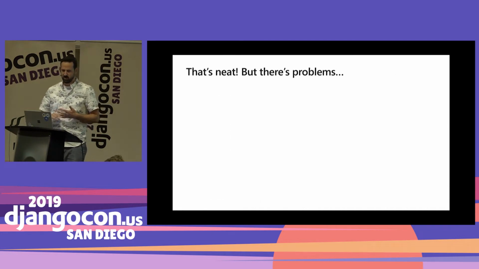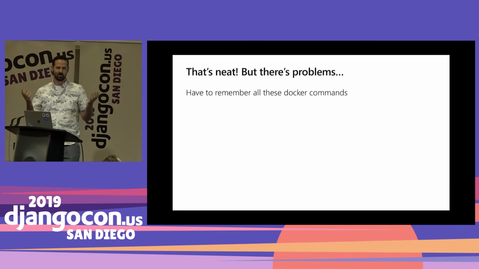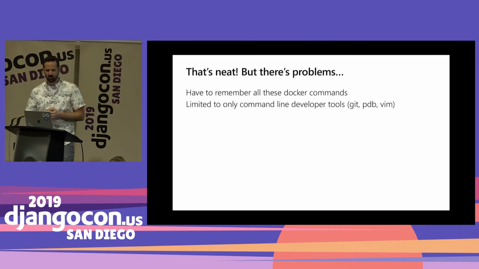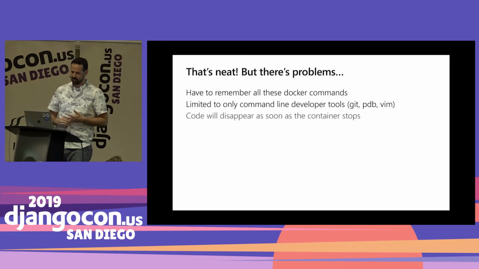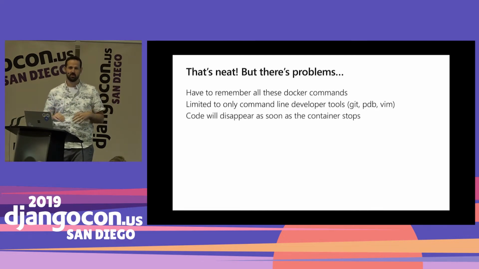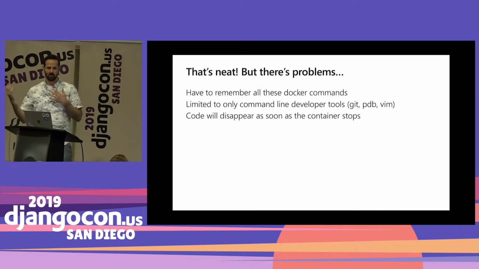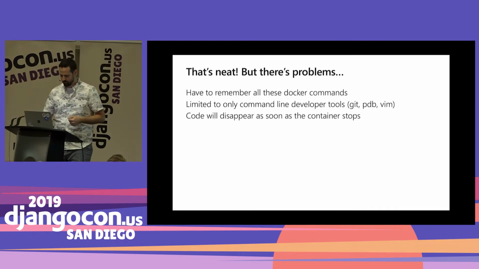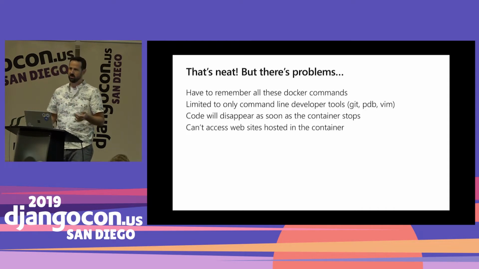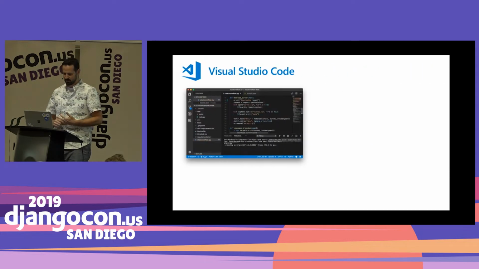However, there's some problems with that, right? So we have to remember all these Docker commands. I'm not really much of a command line person, so we're limited only to command line developer tools. And in this case, with this simple primitive setup, the code will disappear as soon as the container stops, because containers are kind of immutable. They get created one way. And then, with just how I've configured this, if I had a website running in the container, the ports aren't exposed. So those are all additional things that I would need to do to make this better.